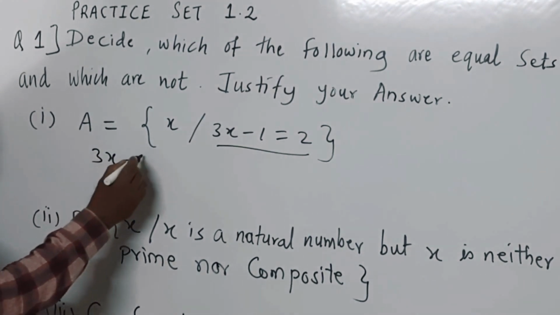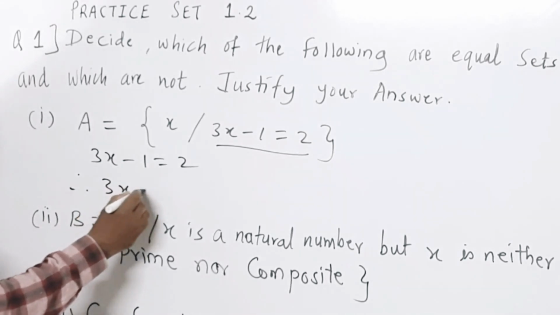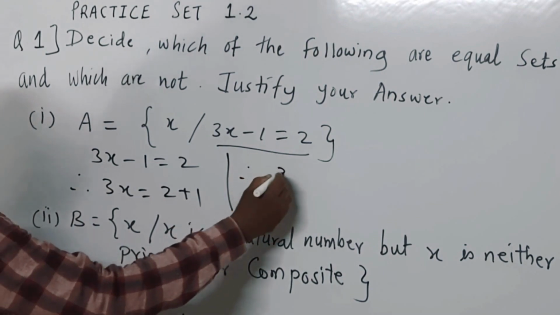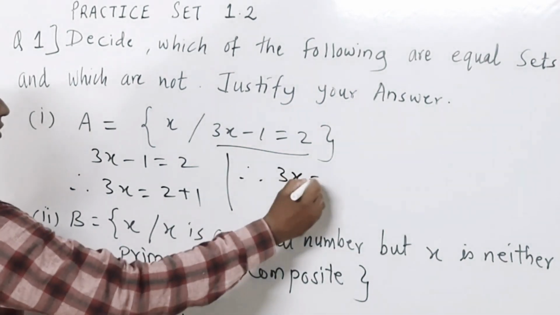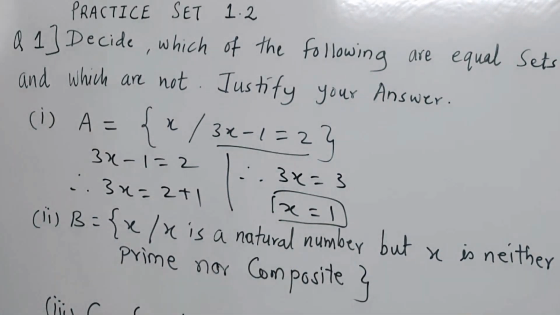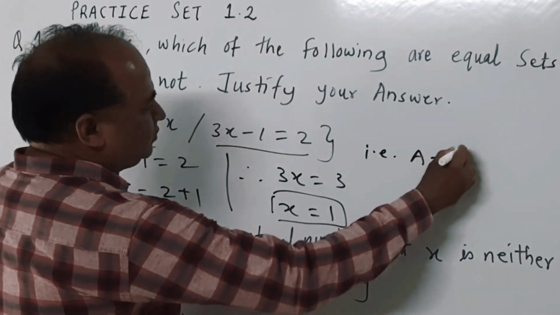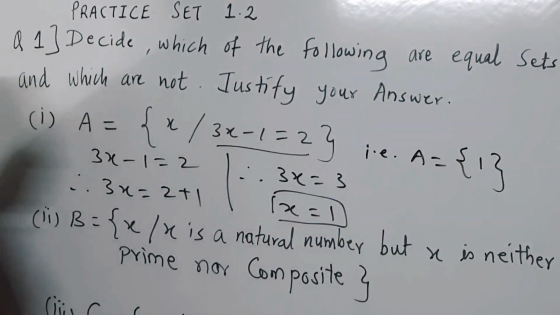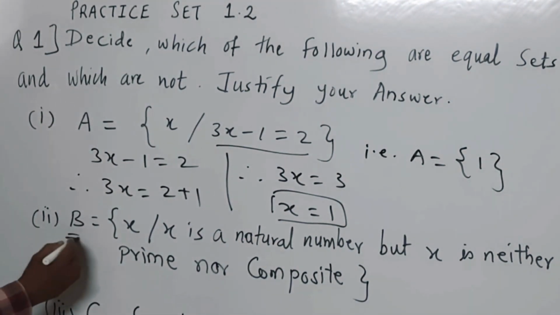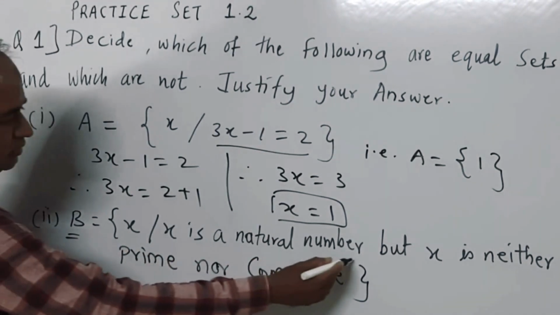So what is the element? We solve this equation. 3x minus 1 is equal to 2. Therefore, 3x is equal to 2 plus 1. That is, therefore, 3x is equal to 3 and x is equal to 1. So the element present in the set A, that is 1, is there in the set A, singleton 1.